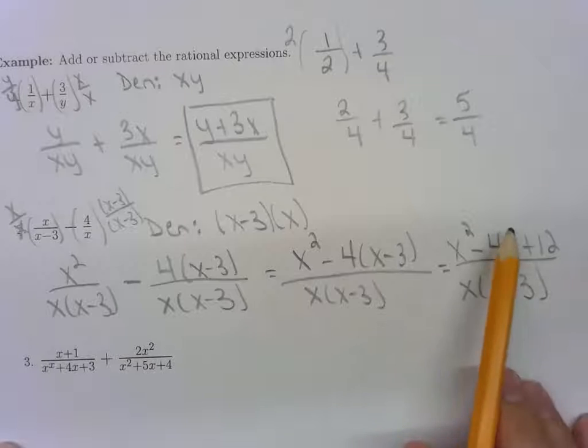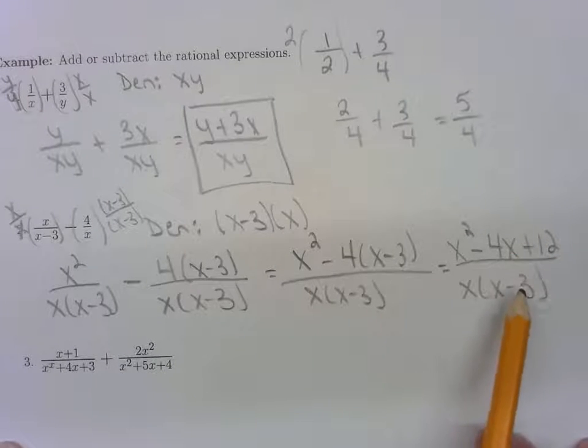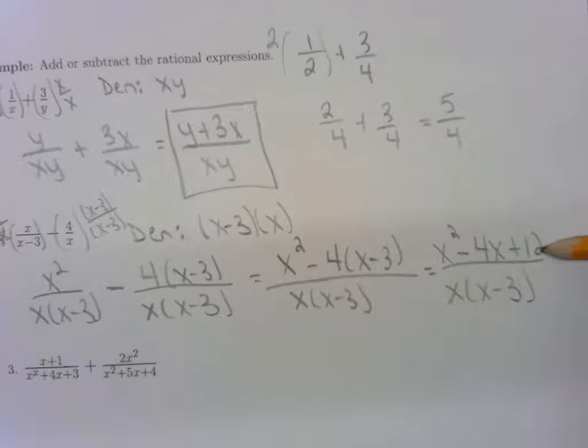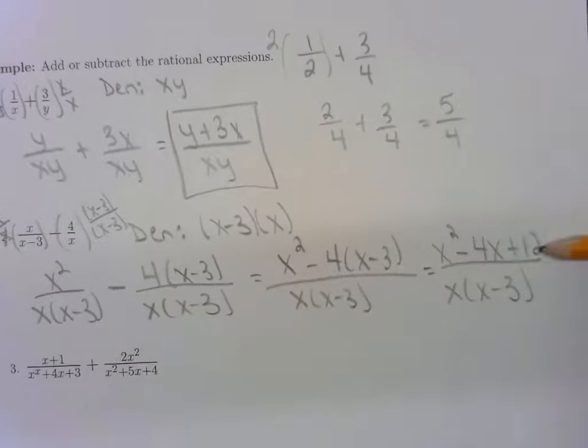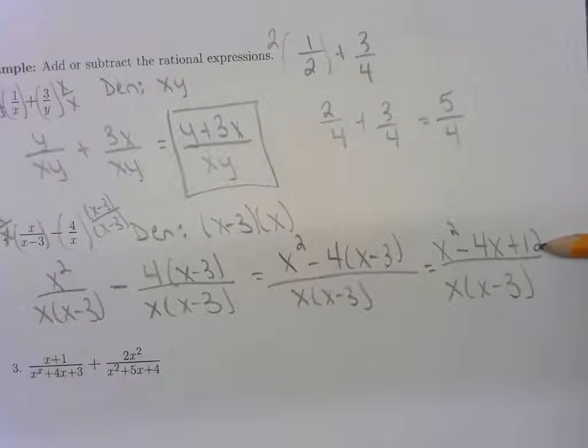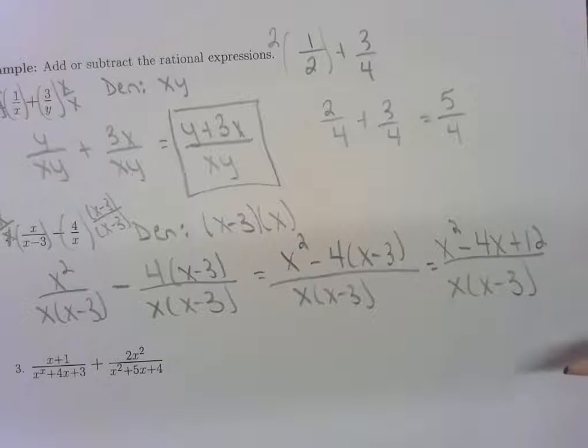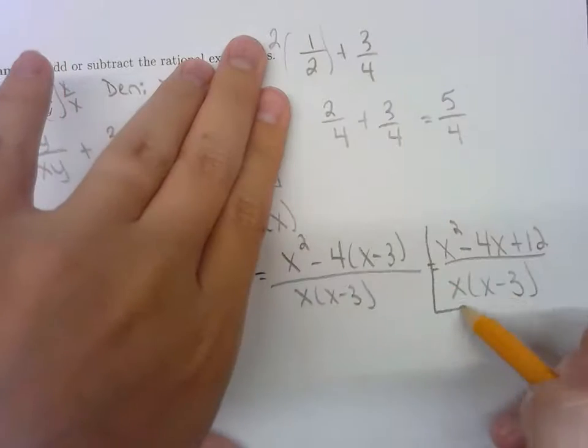Now let's make sure this doesn't factor, because if there's an x minus 3 here, we could cancel. So we're looking for two numbers that multiply to 12, add to negative 4. So 12 is 1 and 12, 2 and 6. Does that work? No, because it's plus 12. That wouldn't work. 3 and 4. So this is as simple as we can make this one.